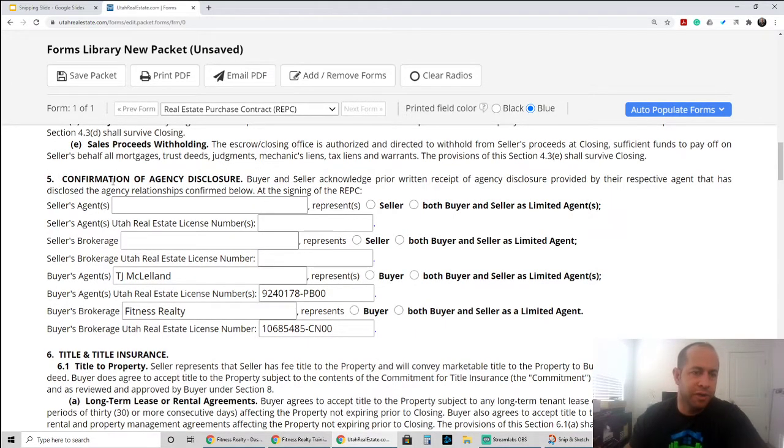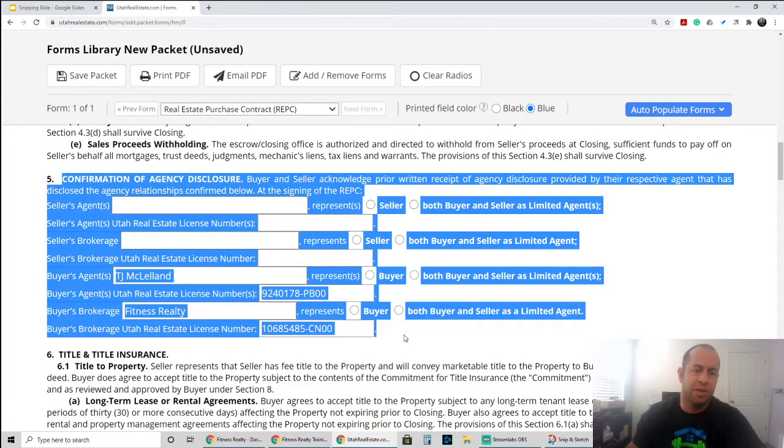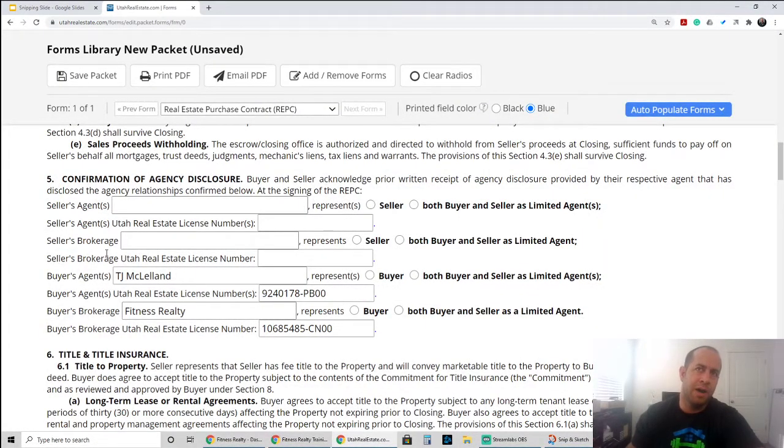All right, confirmation of agency disclosure. This section is new as of about a year or 2 years ago now. The section itself was in there, but they added real estate license numbers to each person that's involved with the transaction. The numbers weren't in there as of about 2 years ago. So now you need to look up who the seller's agent is. It's very simple on the MLS. Just look up their name. Their number will be there. Put their name, number, and who they're representing. And make sure you mark all the appropriate bubbles.